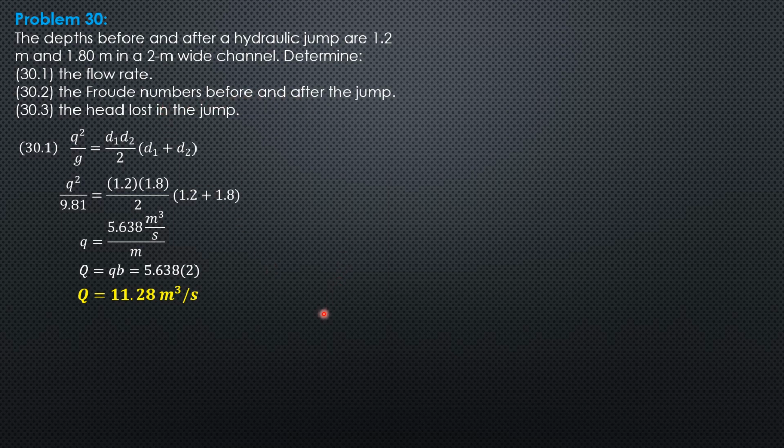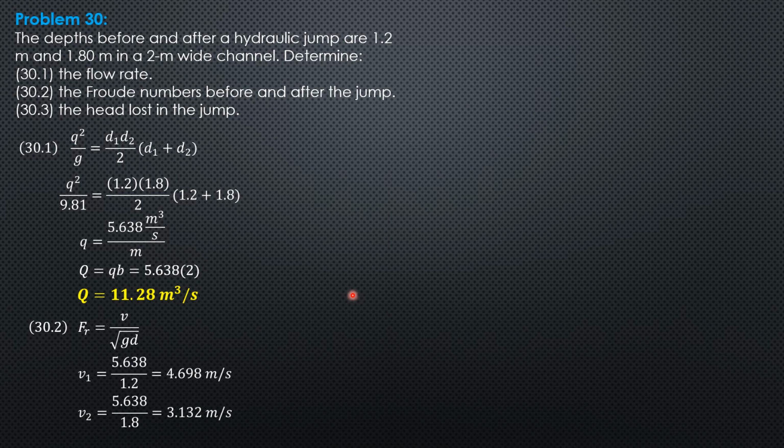The formula for Froude number is velocity over square root of gD for rectangular sections. So V1 is small q over depth 1. So 5.638 over 1.2 is 4.698 meters per second. Mean velocity at section 2 after the jump is 5.638 over depth 2, 1.8. So it is 3.132 meters per second.